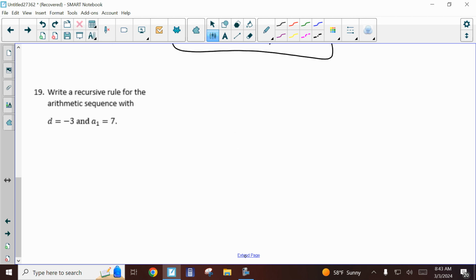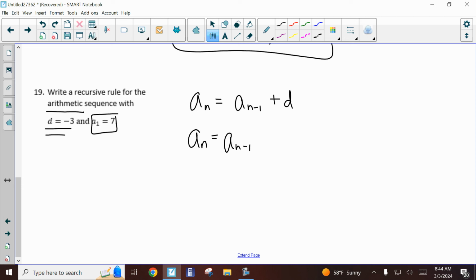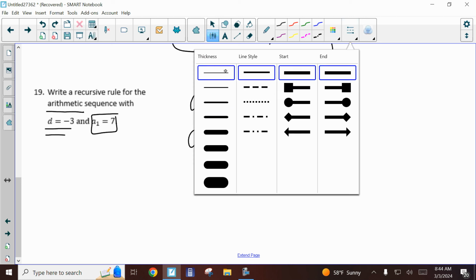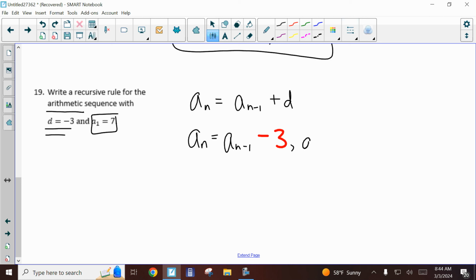The next one says, write a recursive rule for the arithmetic sequence. So they tell us it's arithmetic. So the pattern for arithmetic looks like this. It's the previous number added to the common difference. They tell us the first number and the common difference, so we can go ahead and set up our formula. So it's a_n equals a_(n-1). The common difference is minus 3. And then I put a comma, and then I tell everyone to start at 7. So there's my formula.